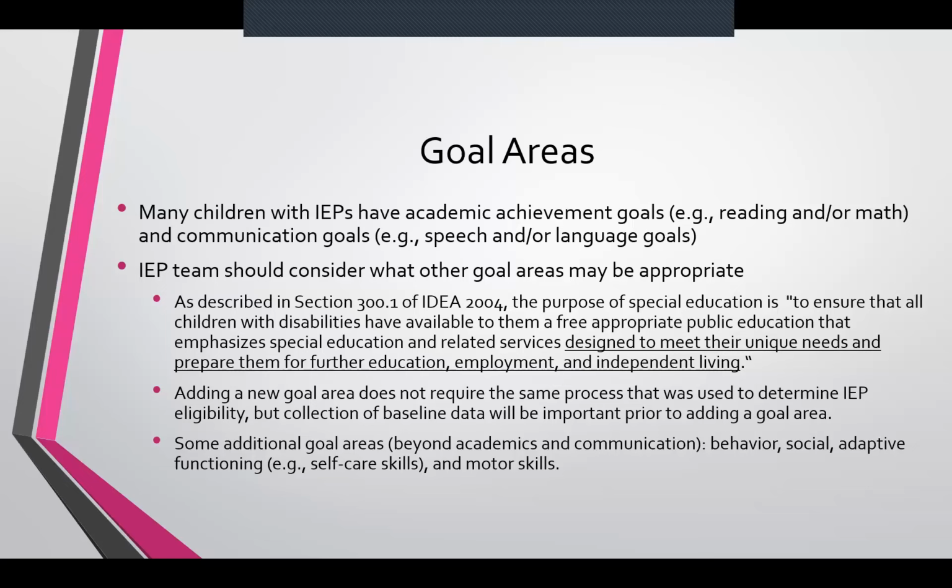And if your child has an IEP now and you've maybe been thinking, well, it was kind of a process to get it up and going, I don't know if I want to do all that again to add a new goal. Actually, adding a new goal area does not require those same processes that were initially used to determine eligibility. They do have to collect a little baseline data to see where that skill or that behavior is now so that they can set an appropriate goal. But otherwise, it's not nearly the process of the initial determination for an IEP.